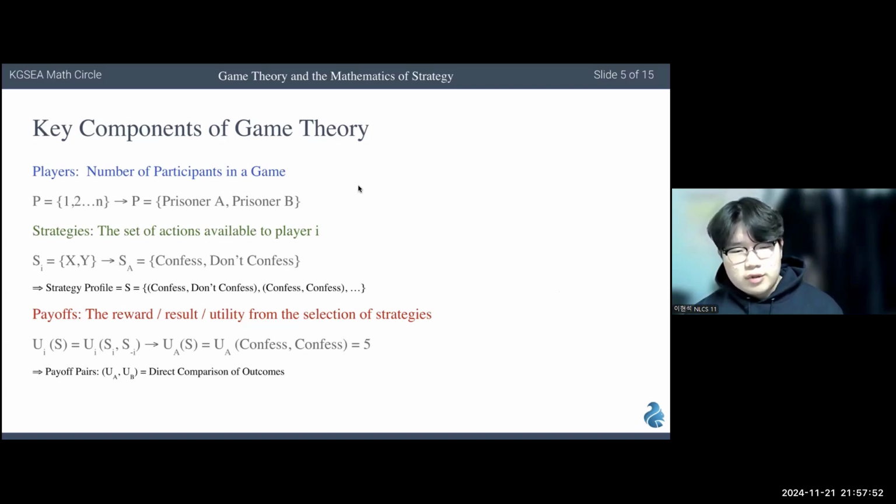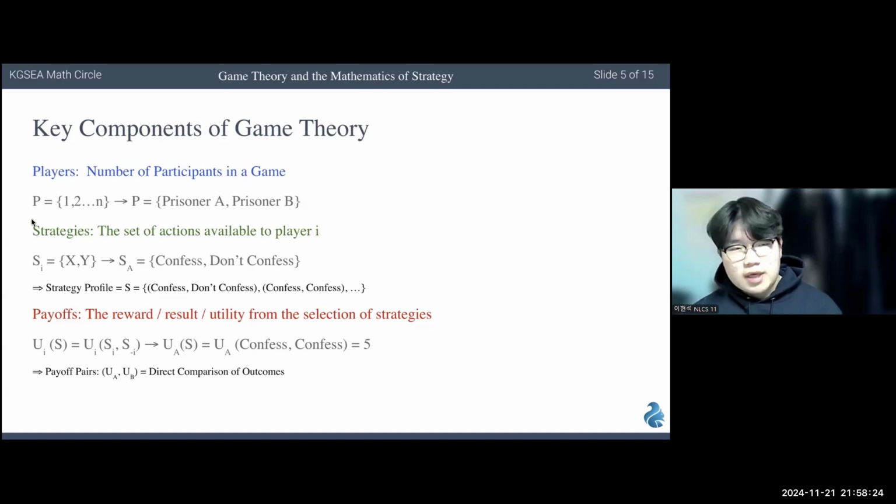The strategies refer to the available actions each player can take. For example, a prisoner could confess or a prisoner could remain silent. And the payoffs are the rewards or the penalties resulting from the combination of the strategies chosen, the rewards or utilities that a player could earn from the strategies they select. For instance, years of prison time could be represented as the payoffs in the prisoner's dilemma.